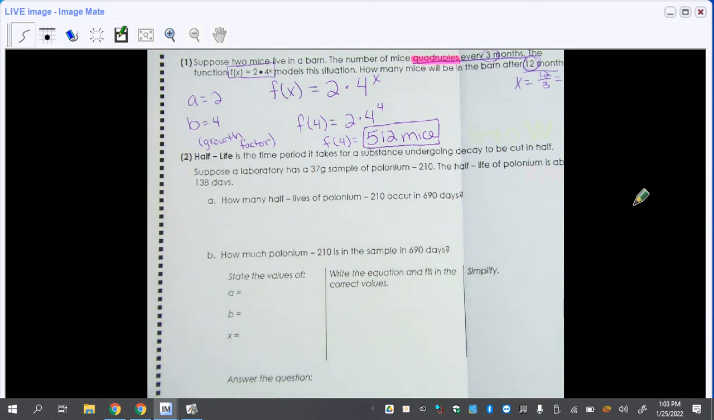So half-life is the time period it takes for a substance to decay halfway. So like let's say I had 20 grams of something. Half-life is how long it takes for me to have 10 grams of it instead of the 20 grams.